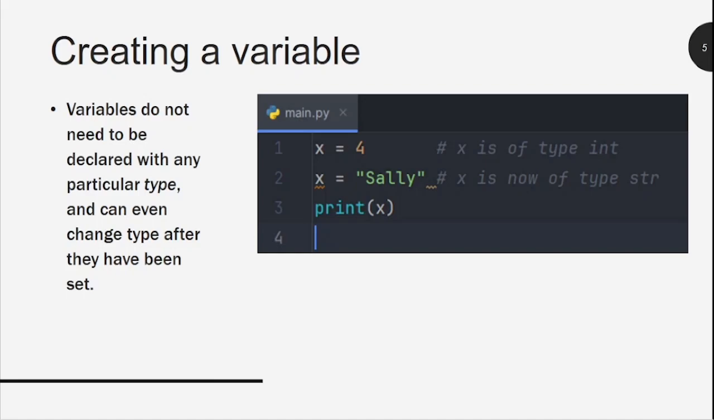We change the value of x and we print it out. So the value which gets printed out is Sally, not 4. Because variables in Python can change. Even the types of variables can change.